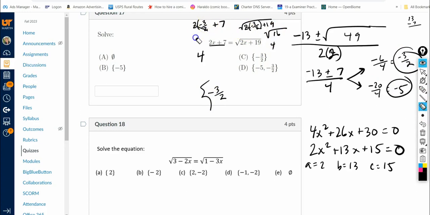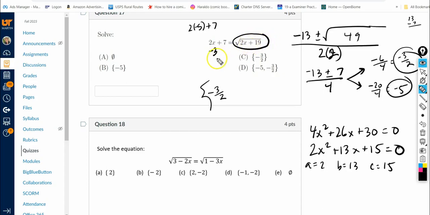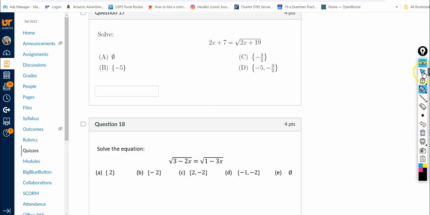Now what about negative 5? Is that going to work? On the left-hand side, I'll have that, which will be negative 10 plus 7, which is negative 3. It's not going to work because the square root of a number is always defined to be the positive one. So negative 5 is extraneous, so I only have one solution, and it's negative 3/2. So that's going to be C.